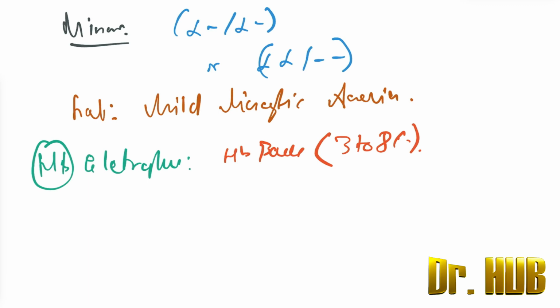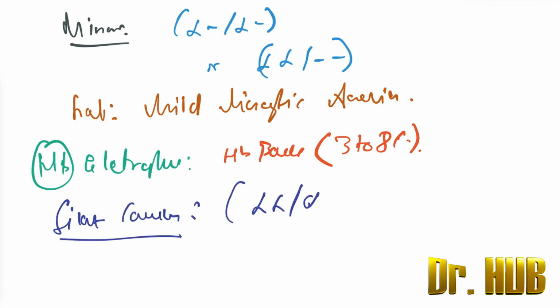Next, we move on to the silent carrier. It has alpha alpha and alpha minus. The lab findings show a normal hemoglobin as well as a normal MCV. The hemoglobin electrophoresis is normal in silent carriers.